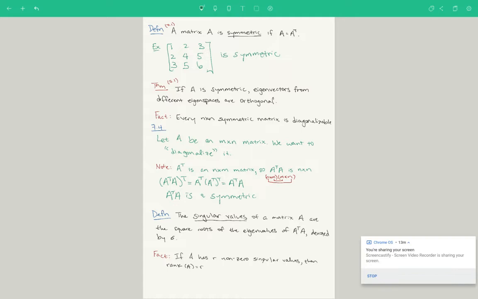And it is a fact that if A has r non-zero singular values, then the rank of A equals r. I'm giving you all of these facts and theorems, and there are reasons behind them, and we're not going to dig into that now, but if you're curious, you're welcome to sign up for virtual office hours and chat with me about that. But for now, you're not responsible for knowing why, just believe me and take it on faith.